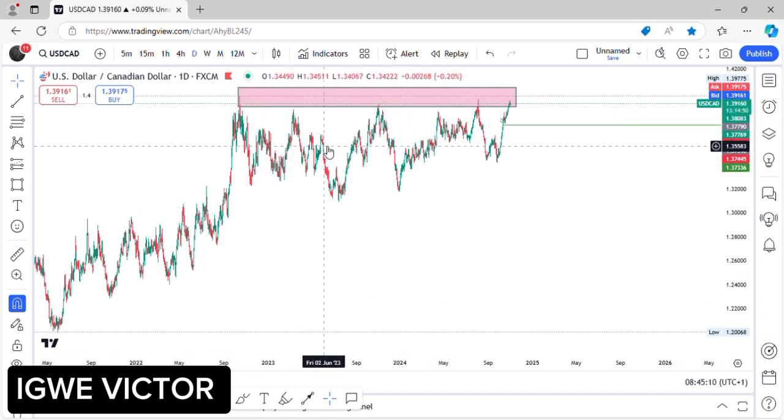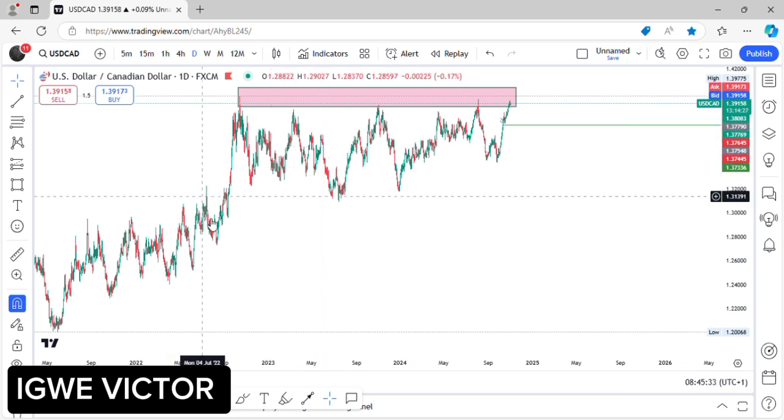So it's a resistance zone. The support zone is a zone where there is a possible surplus of buyers, and a resistance zone is a zone where there might be a possible surplus of sellers. That's just the simple definition of support and resistance zone.